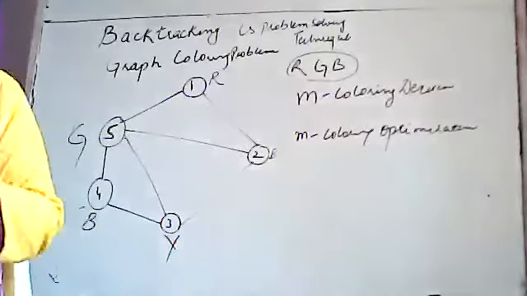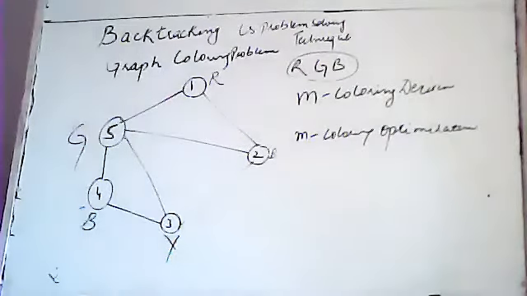That means M coloring decision says that you will be given a graph along with the number of colors. You have to tell whether you will be able to paint the graph with the number of colors given. If yes or no, this decision is to be taken with the help of M coloring decision.